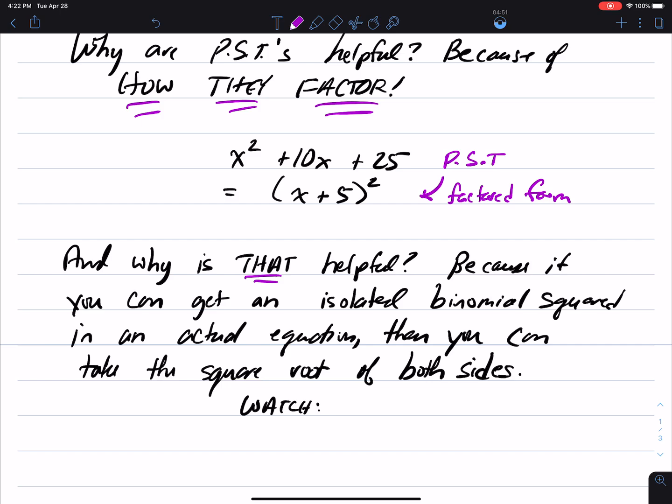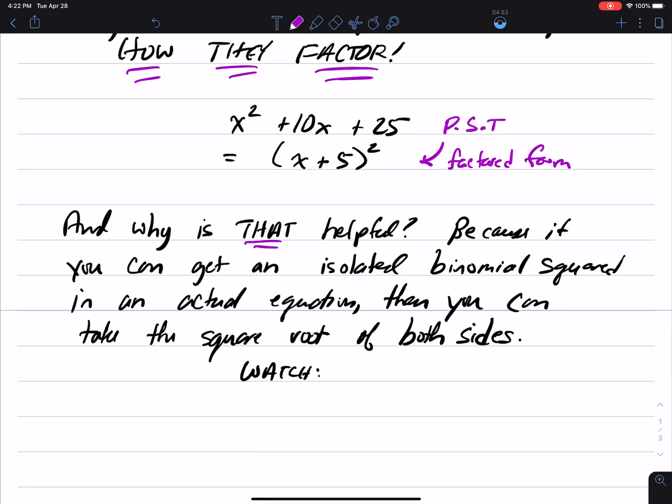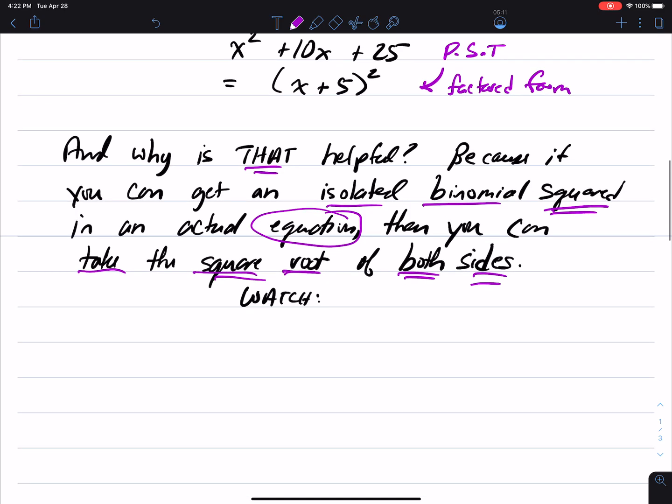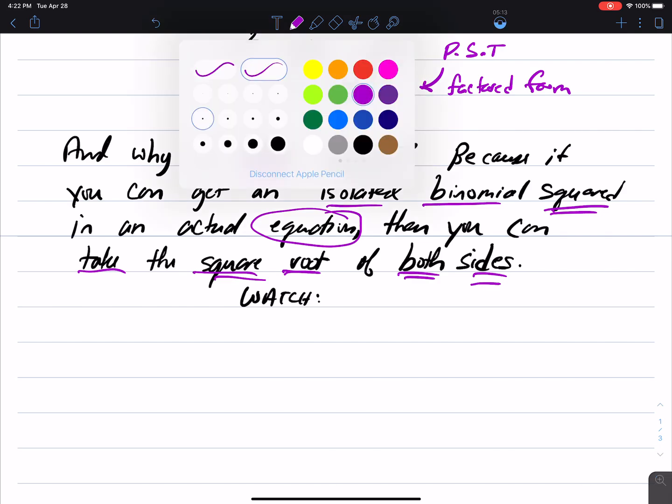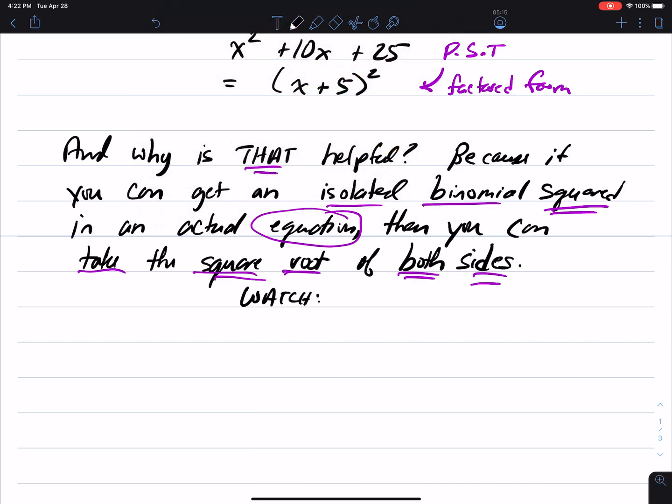And here's the big kicker. Here's the big idea for this whole lesson, because if you can get an isolated binomial squared, okay, in an actual equation, right, we're going to be solving equations, then you can, here we go, take the square root of both sides, okay? That's the big idea here, okay? So let me walk you through an example, okay, that illustrates this idea.